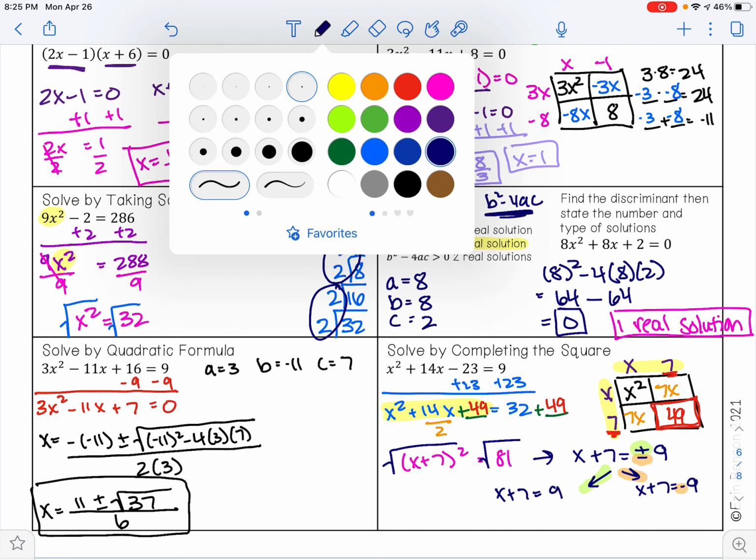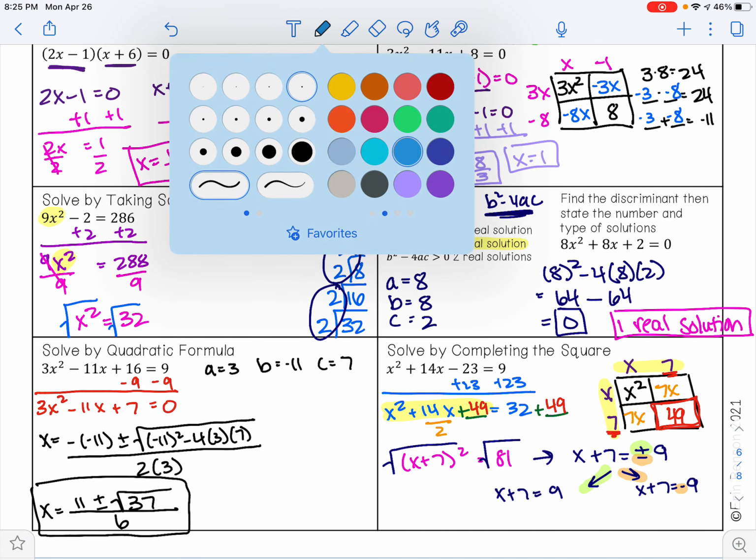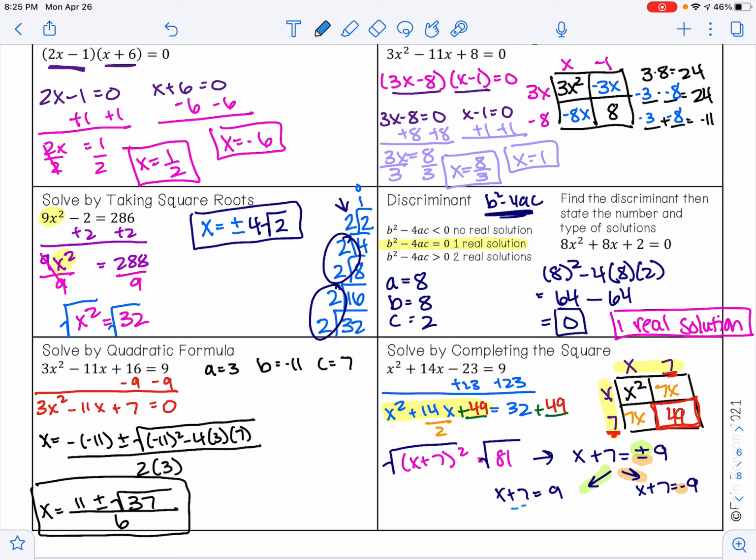And so now I can just solve each of these equations. To undo addition, I'll do subtraction, and I'll get x is equal to 2. To undo addition, I'll do subtraction and get x equals negative 16. So my solutions are 2 and negative 16.